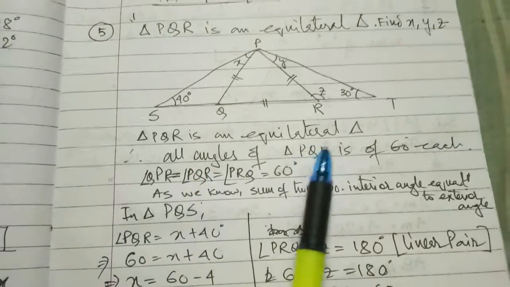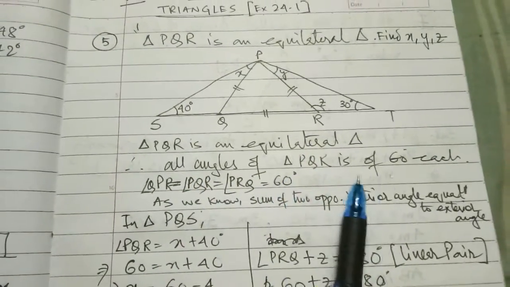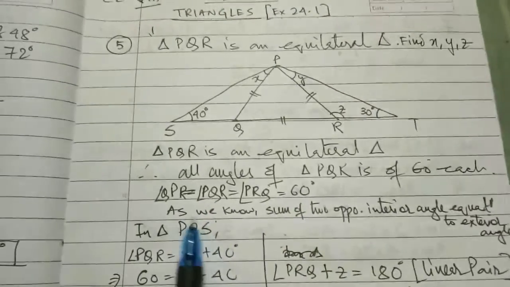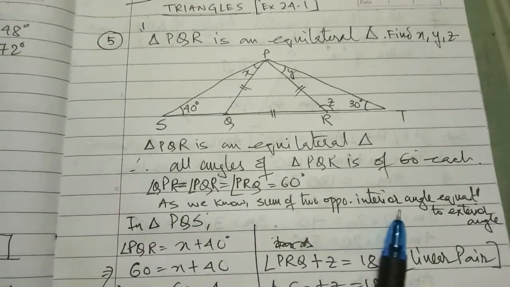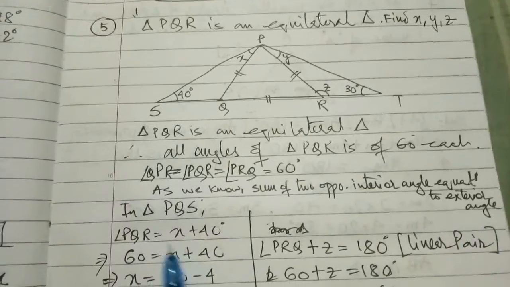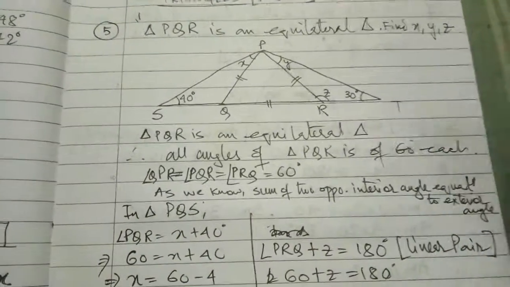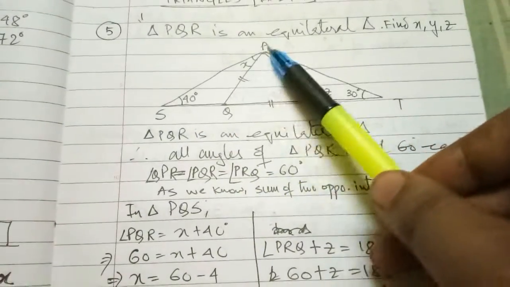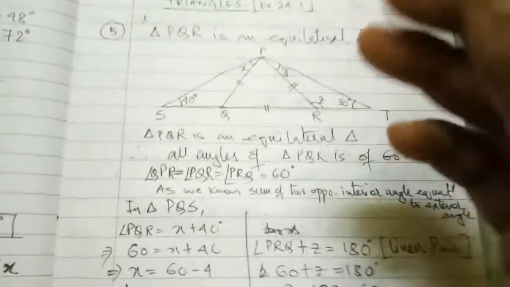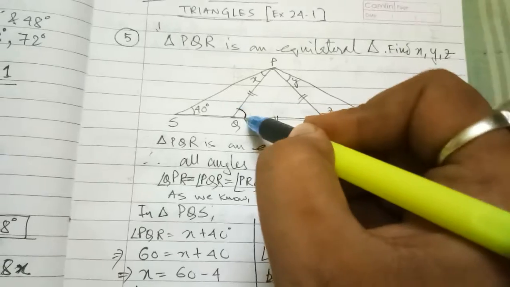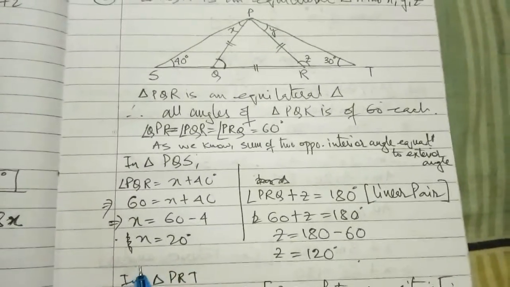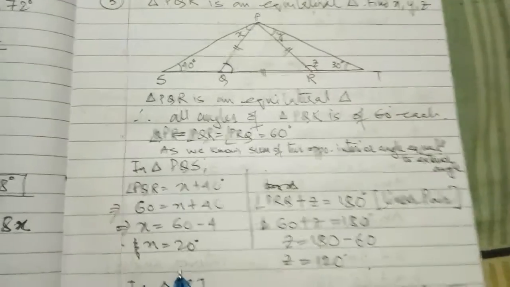If it is an equilateral triangle, then all the angles of this triangle will be 60 degrees each. As we know, the sum of two opposite interior angles equals the exterior angle. See, in triangle PQS, this triangle I am talking about, if this is the exterior angle, then these two opposite angles will be interior angles. Then we have got x equals 20 degrees.